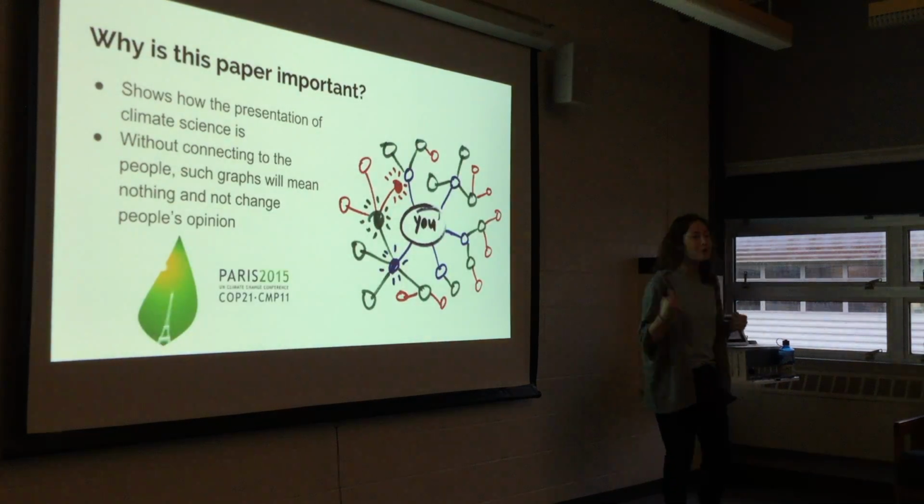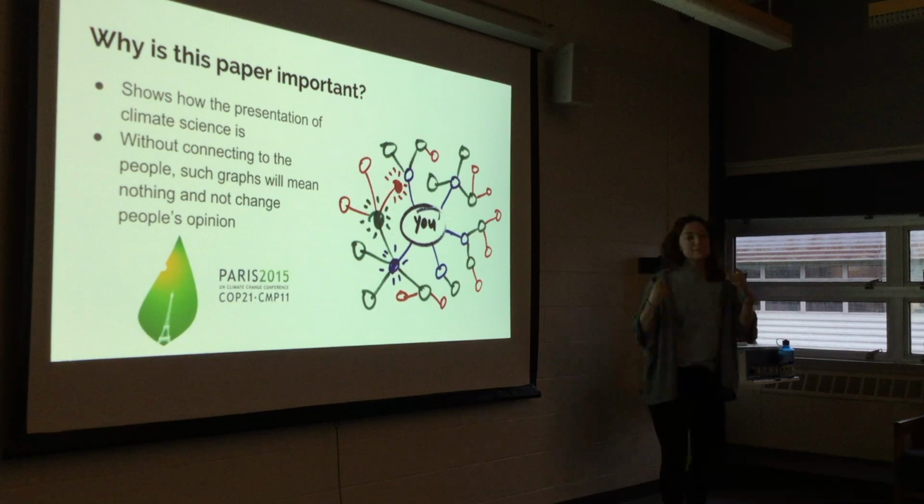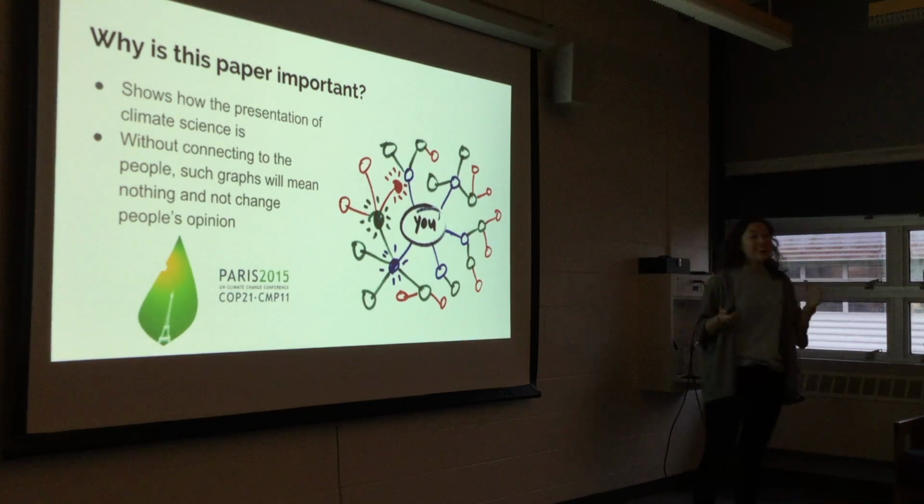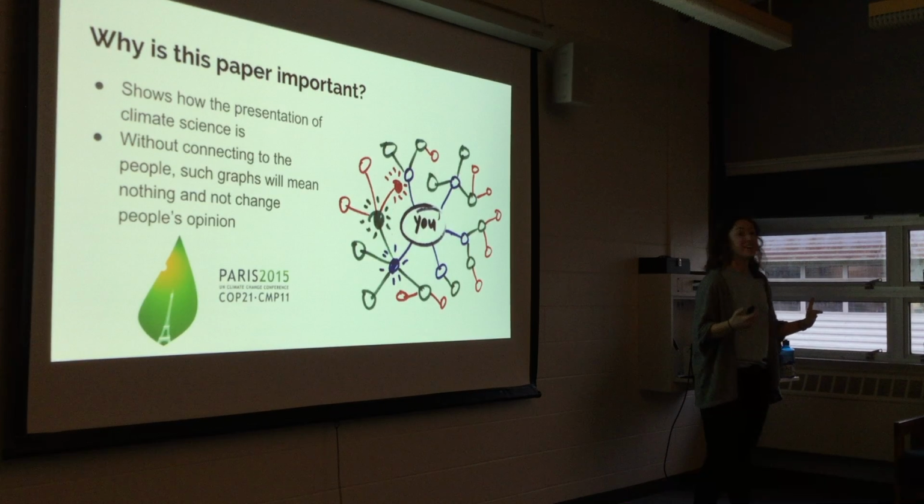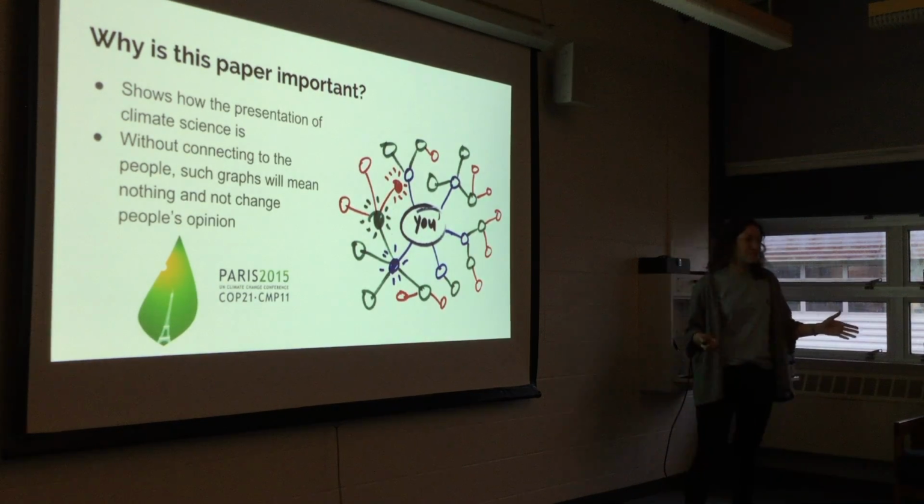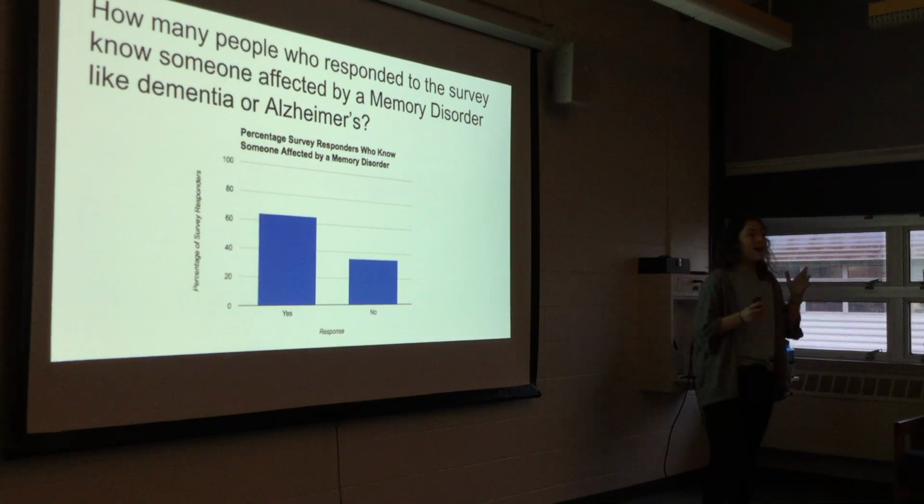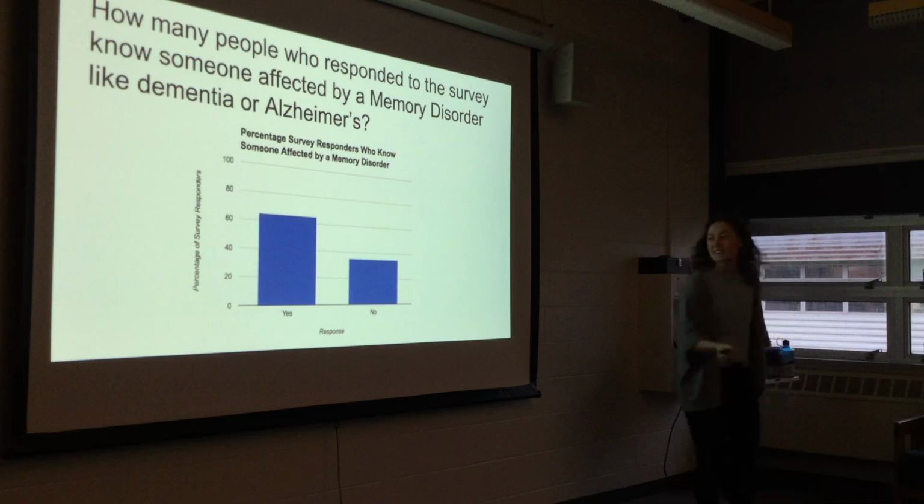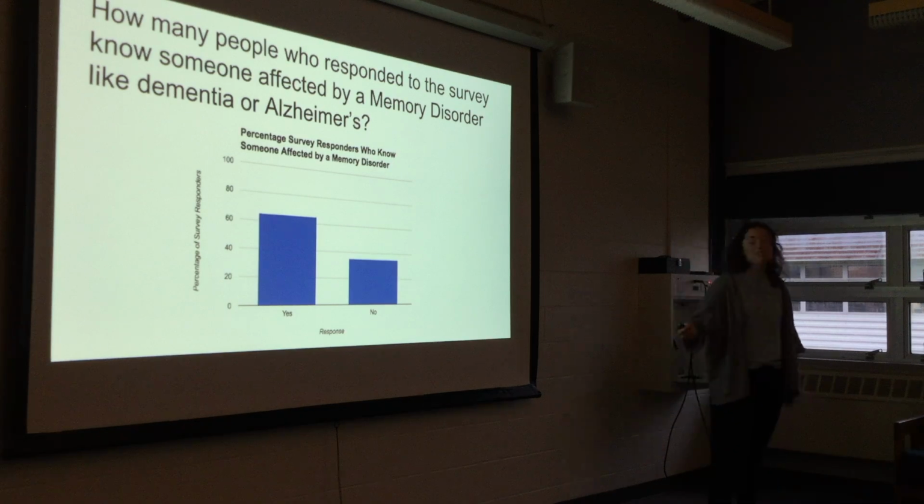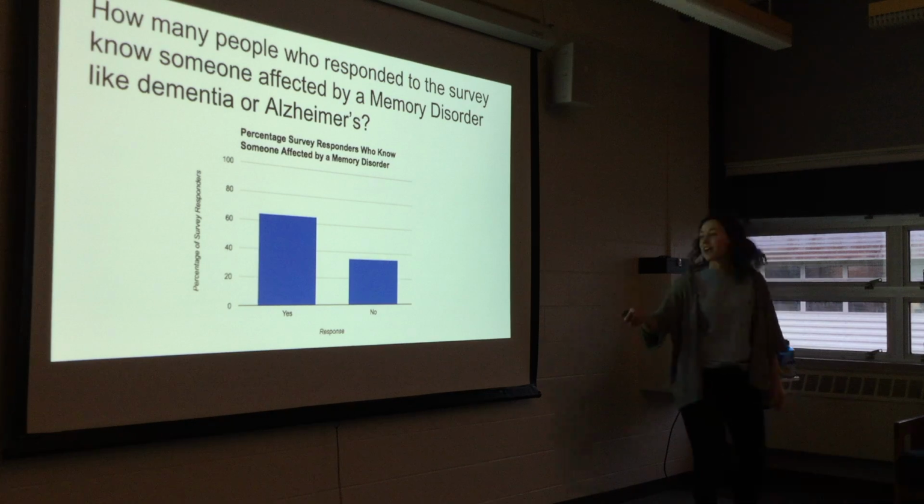So this shows you how important the presentation of climate science is. When climate change is such a big factor that's hurting the Earth, we should be presenting this information in a more connective way. So I'm going to be trying to show you climate science in a more connective way. To do that, I asked you in the survey how many people knew someone affected by a memory disorder like dementia or Alzheimer's. And if you see, just under 70% of the people who answered the survey said yes. They knew someone or were affected by someone who had a memory disorder.